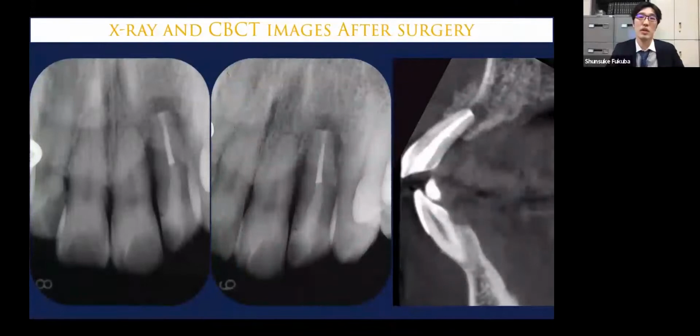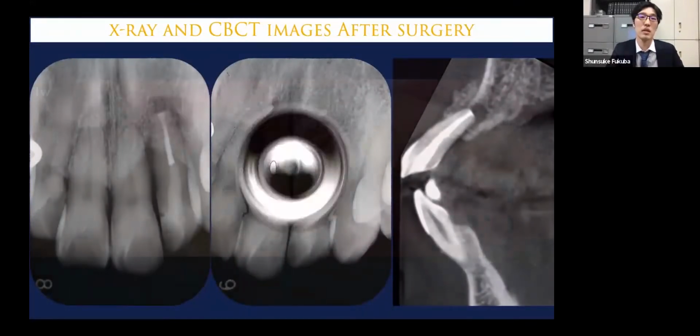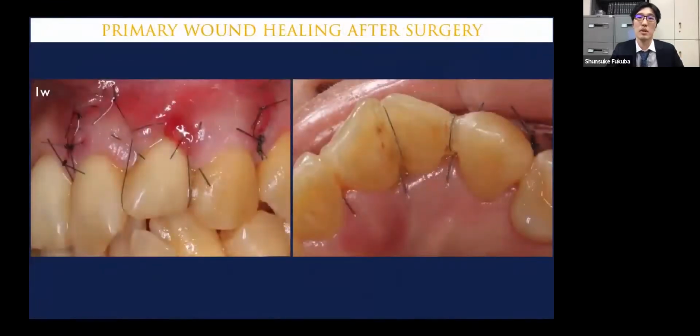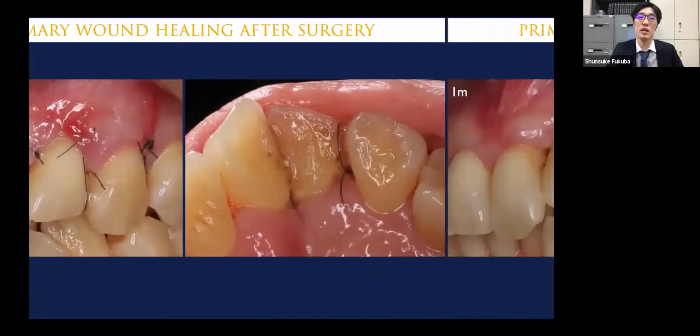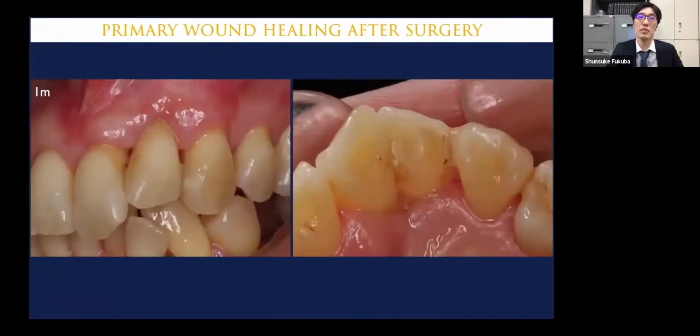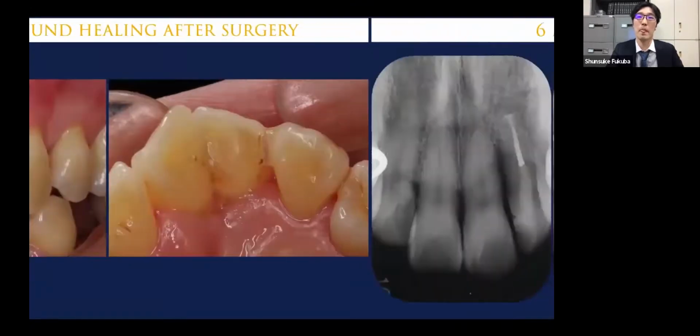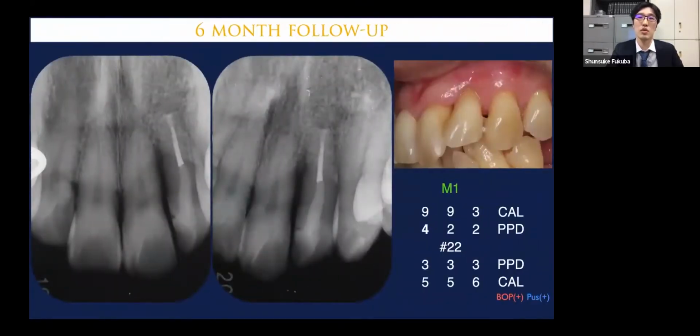You can see the radiographic bone fill around the root just after the surgery. Primary closure was kept 1 week, 2 weeks, and 1 month after the surgery. 6 months after the surgery, the periodontal tissue was improved and stable.